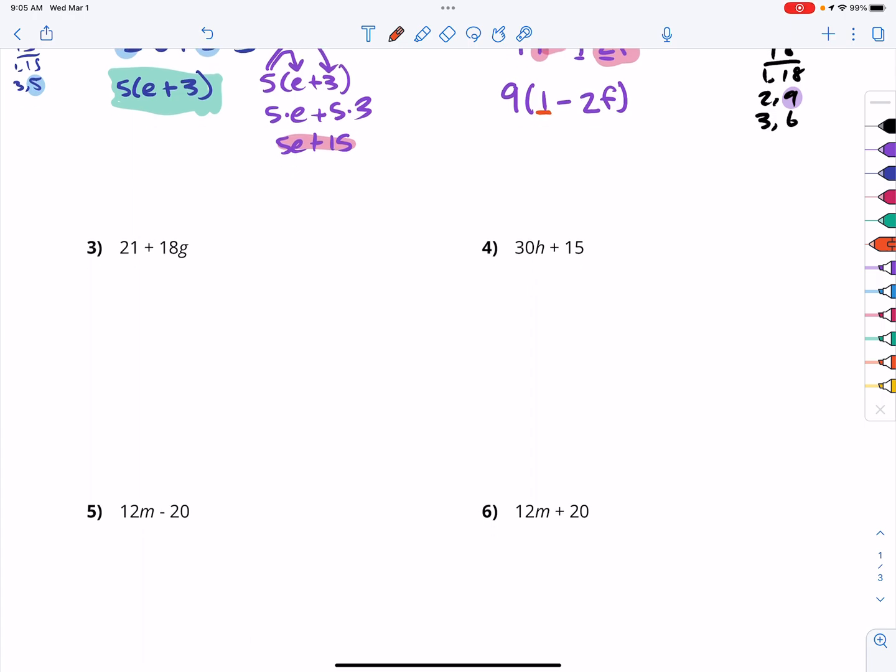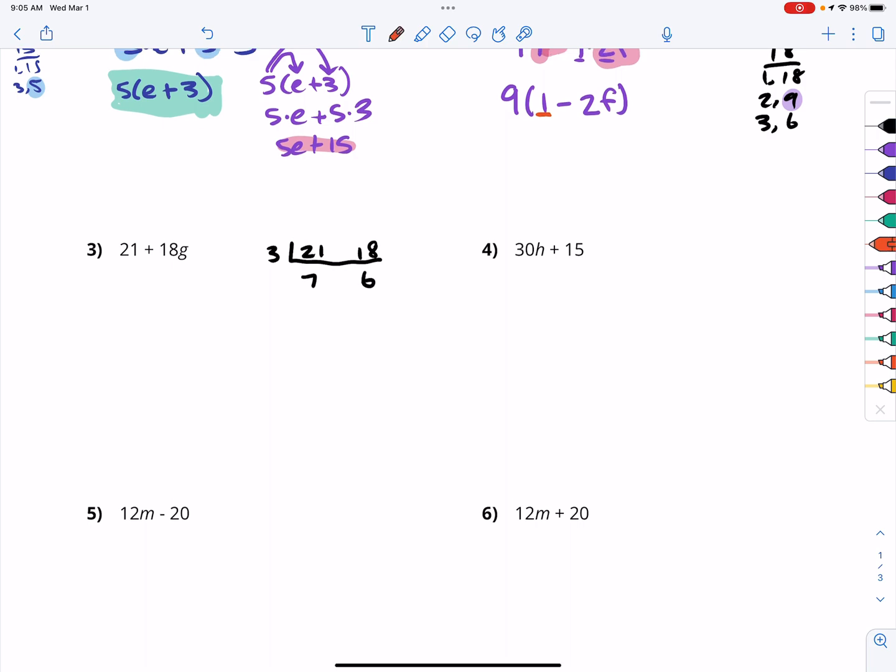Question number 3. Let's do our greatest common factors. Now I am going to do the double ladder for this one just as a good review. So we have 21 and we have 18, and I know these both can be divided by 3. 21 divided by 3 is 7. 18 divided by 3 is 6. And 7 and 6, no more common factors, so that means 3 must be our greatest common factor.